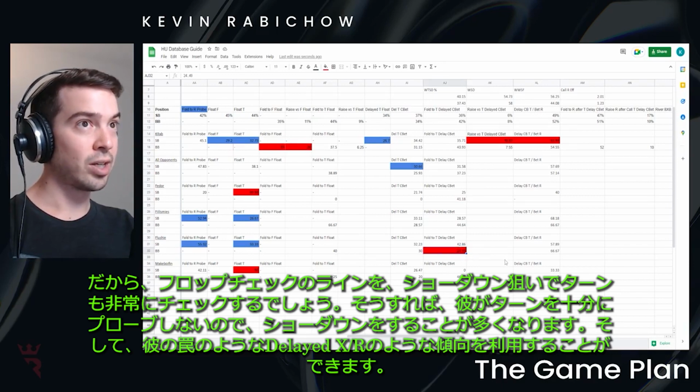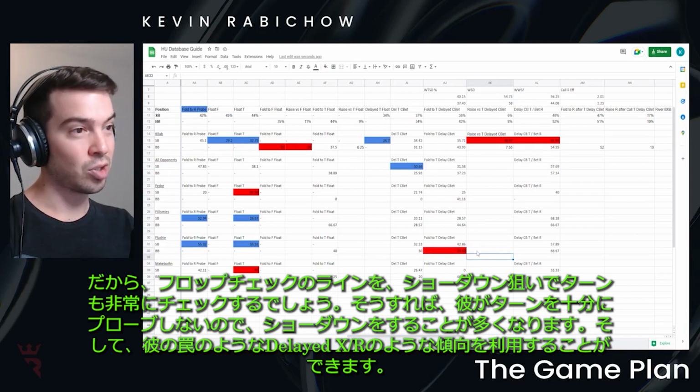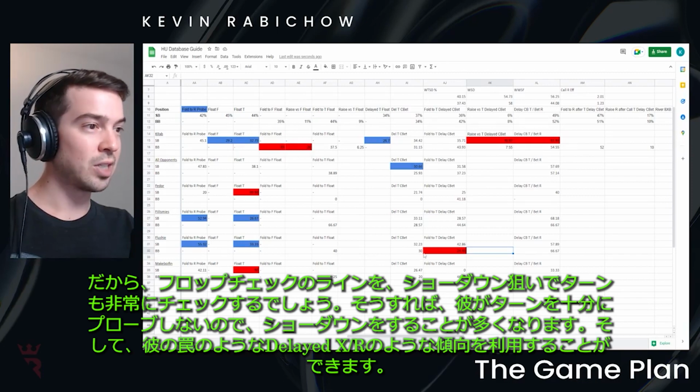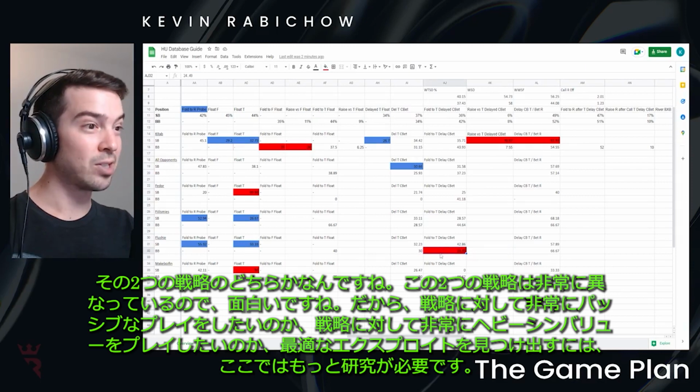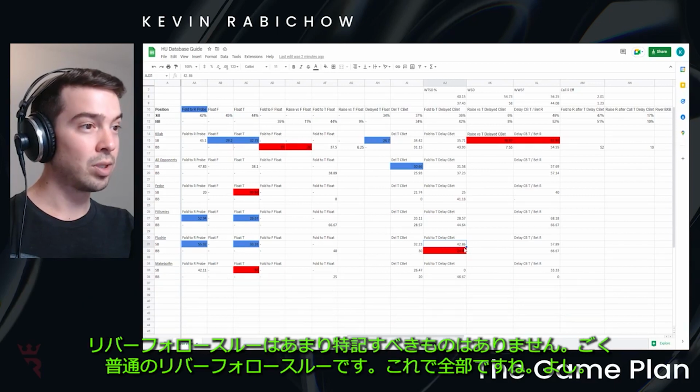I would play my flop check, showdown bound, and I would check the turn too much. That way I get to showdown more often because he's not probing the turn enough. And we take advantage of his tendency to go for this trappy delayed check raise kind of thing. So it's one of those two strategies. It's funny because they're very different. So more research is necessary here to figure out the best exploit, if we want to play very passive against this strategy, or if we want to play very heavy thin value against this strategy.